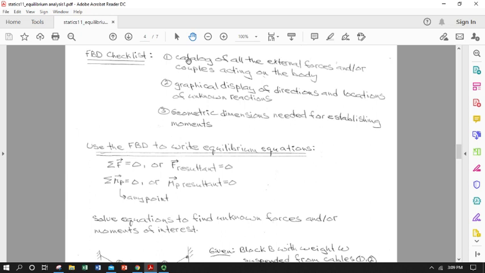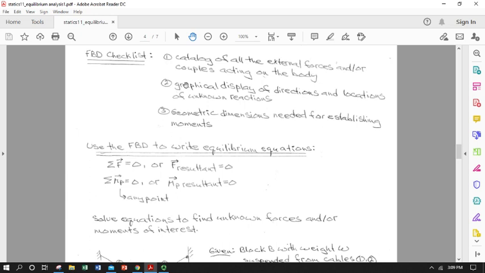So step one, catalog all the external forces and couples acting on the body. And this includes distributed loads, so your weight, pressure coming from something, a wind load, those are all external forces. If you miss a force, you will get your analysis wrong. And it's really easy to miss little ones. So look at your schematics carefully. Read the description of the problem very carefully to make sure you're not forgetting something.